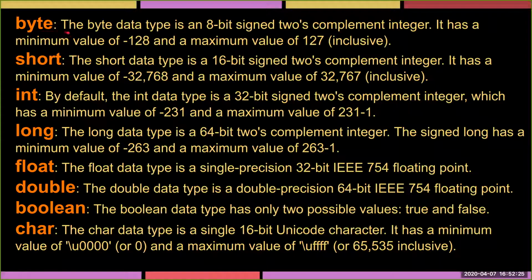So like a byte, it's an 8-bit signed two's complement. That just means that it can be positive or negative. But really all we care about here is the minimum value and the maximum value, and the word inclusive, that we can actually store this value. Because a lot of times when specifying ranges, people will omit the endpoints, and then they won't say inclusive if the endpoints aren't included. So yeah, bytes, it's 8 bits, and it's negative 128 to 127.